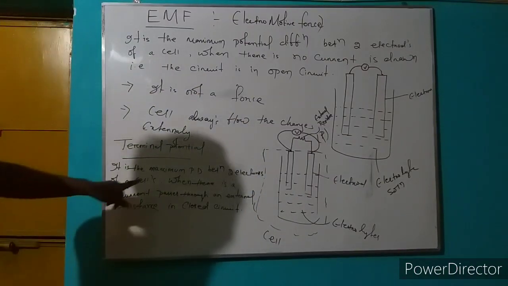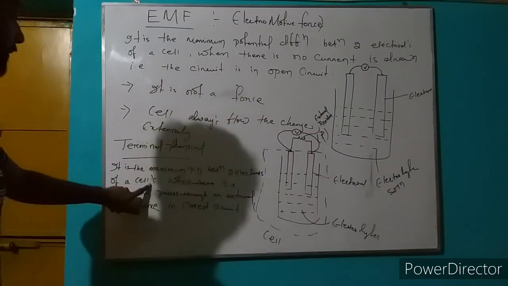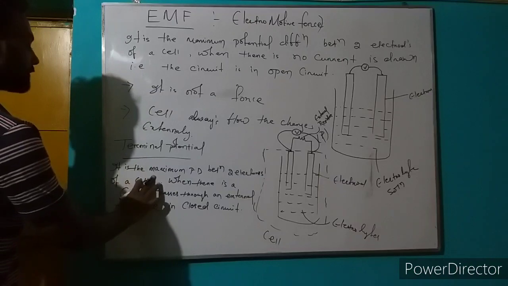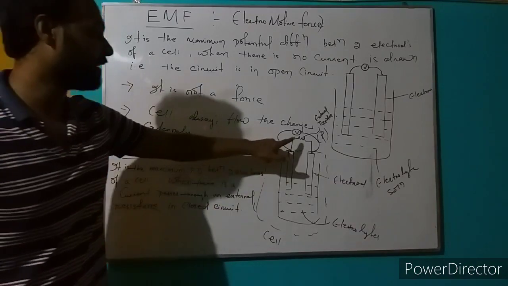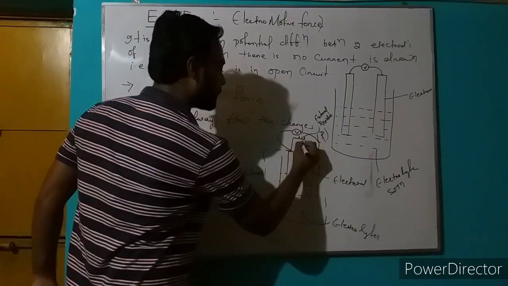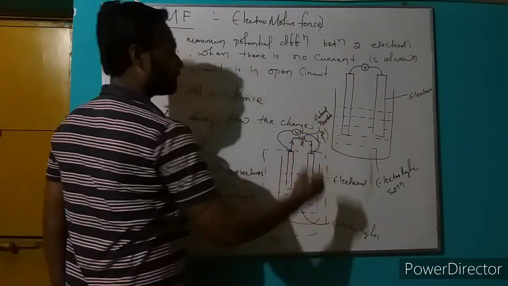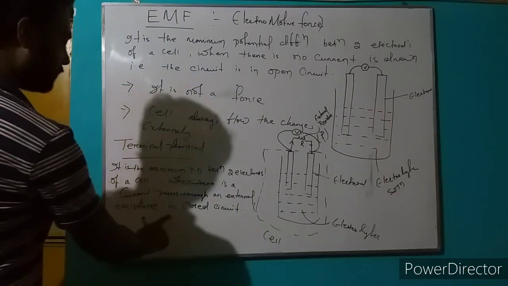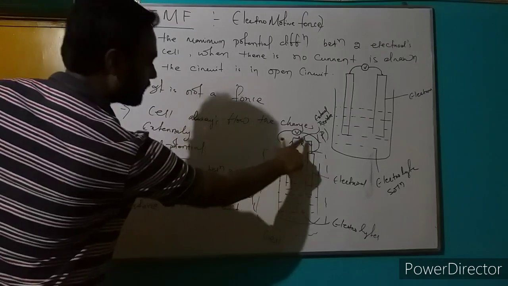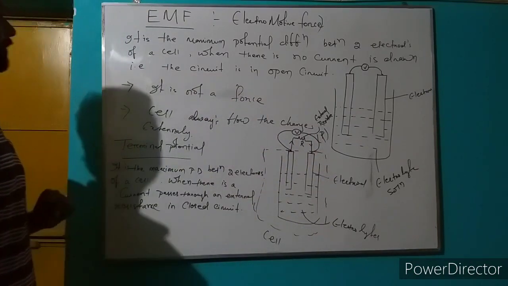So it is the maximum potential difference between two electrodes of a cell when there is a current that passes through an external resistance. This is the external resistance. Okay? In a closed circuit. This is the closed circuit. Okay? So that is called terminal potential.